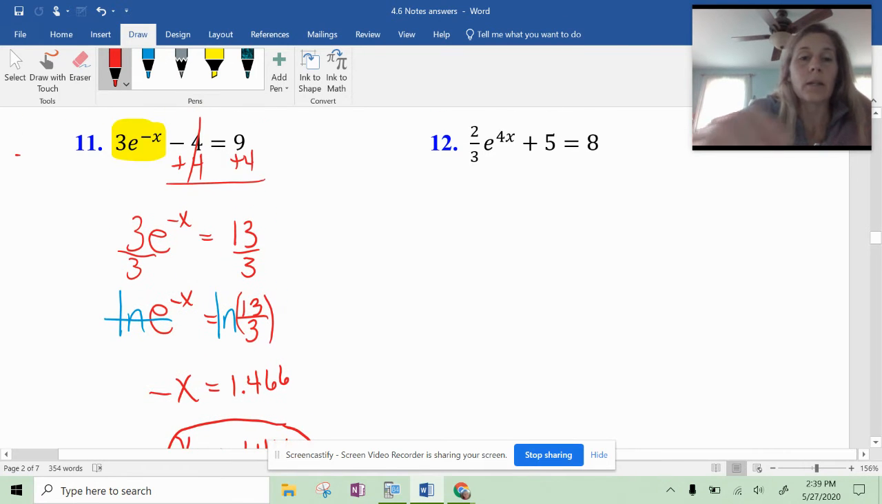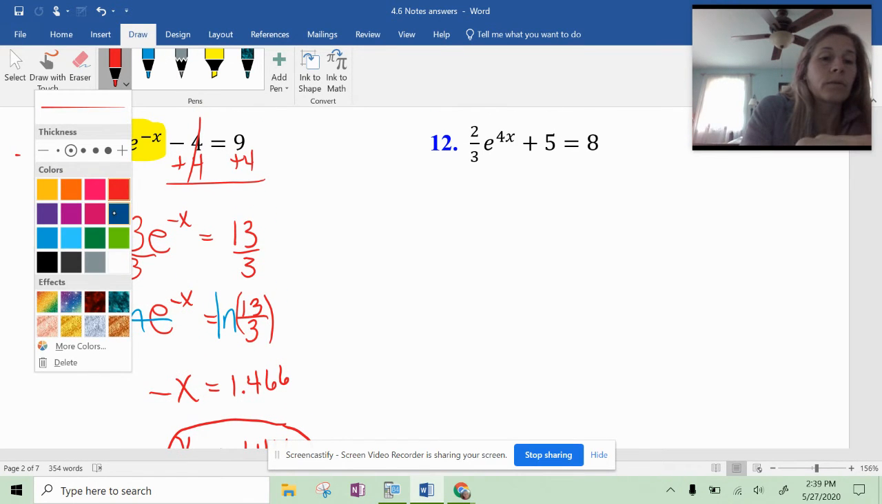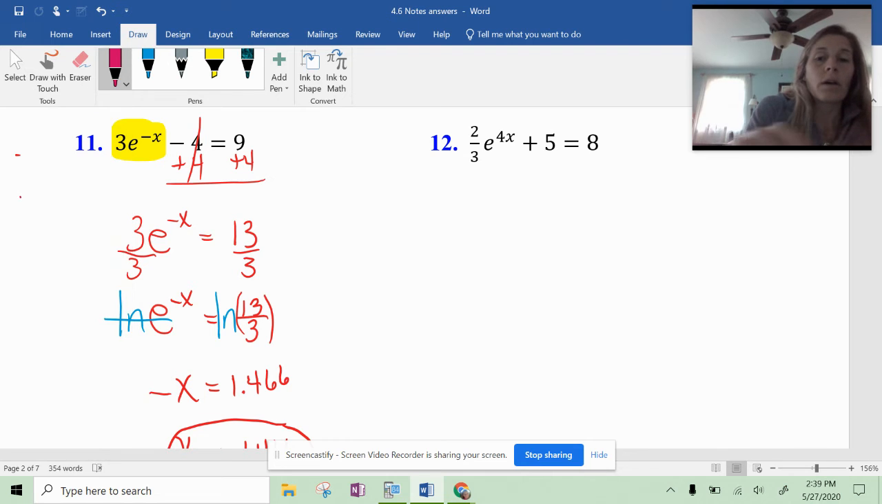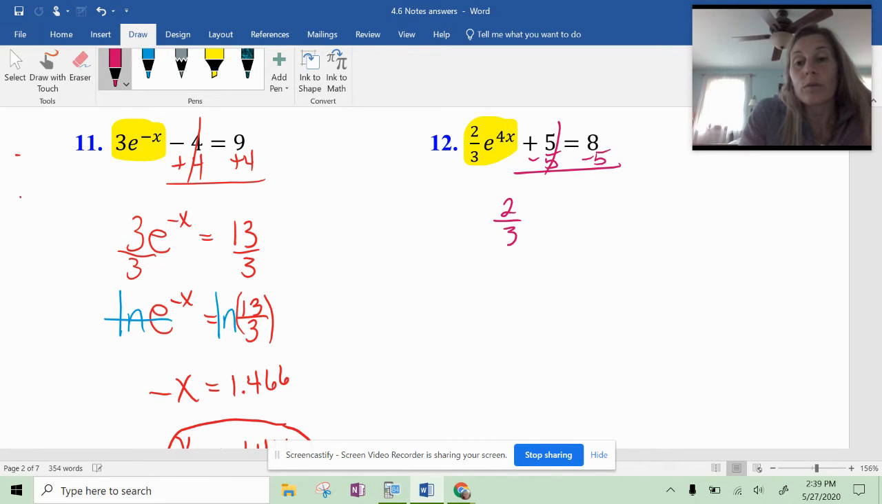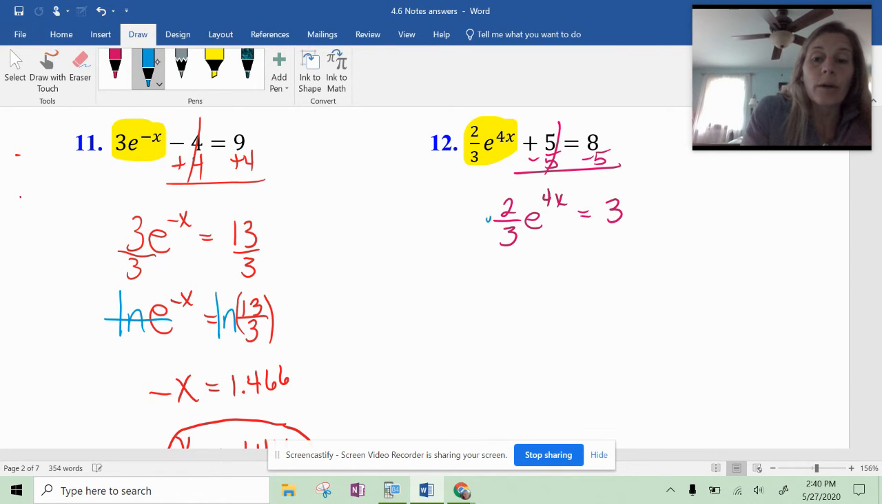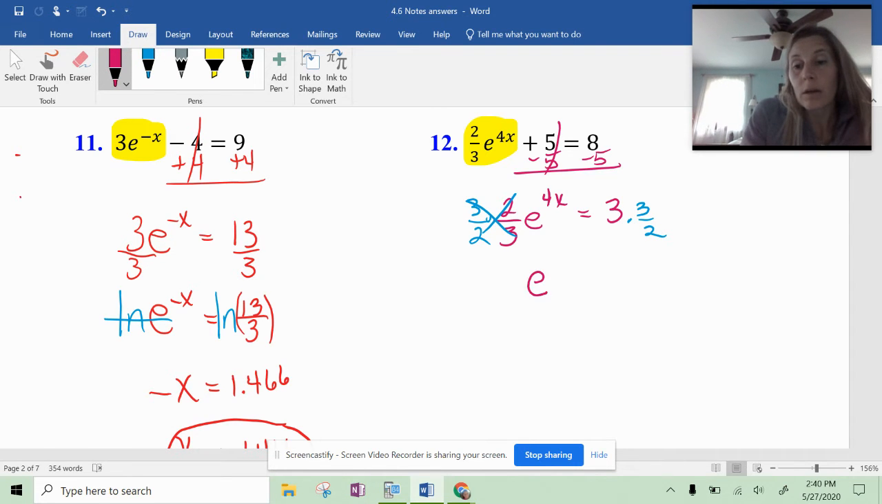All right, so back to number 12. So this one, I'm going to focus on getting this term alone first. I'm going to subtract the 5. So we have 2/3 e to the 4x equals 3. Now I'm going to multiply both sides by this reciprocal here to get my e in that exponent alone. That gives me 9 over 2.